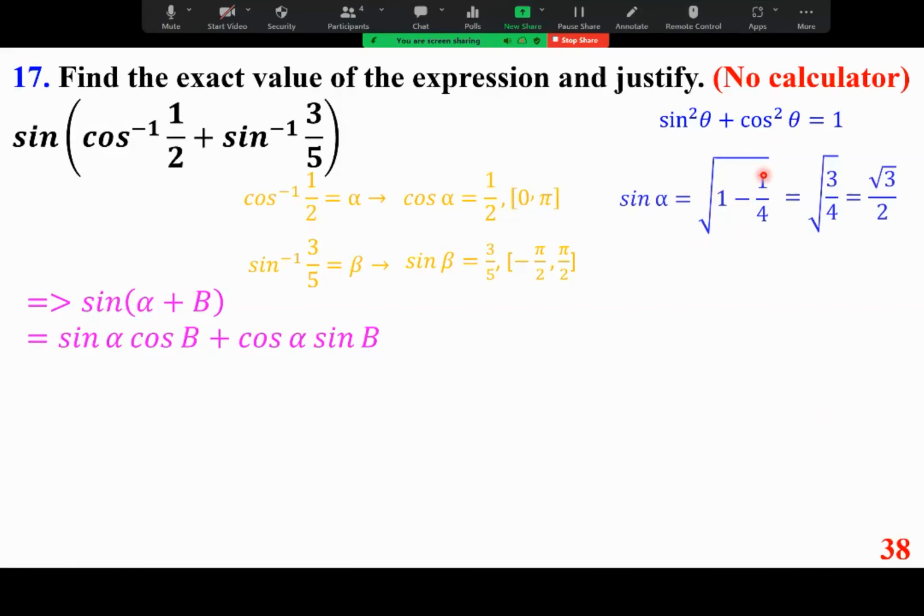For cosine beta, cosine is square root of 1 minus sine squared, and that is 3 over 5 squared, which is 9 over 25. So 16/25 comes out as 4/5. Now, as far as the sine is concerned, it's in the fourth quadrant and the first quadrant, in which case cosine is positive. That's why both numbers are positive. Now plug in.